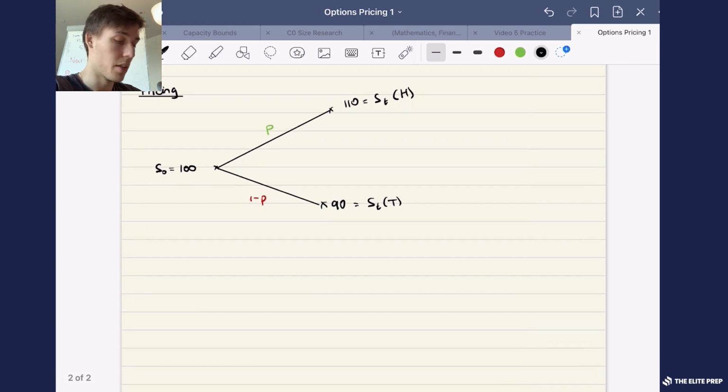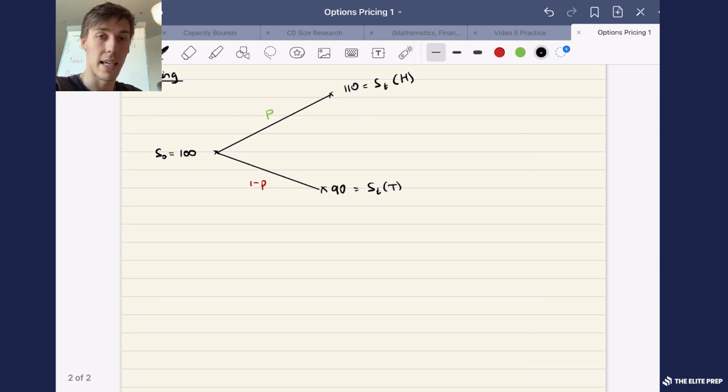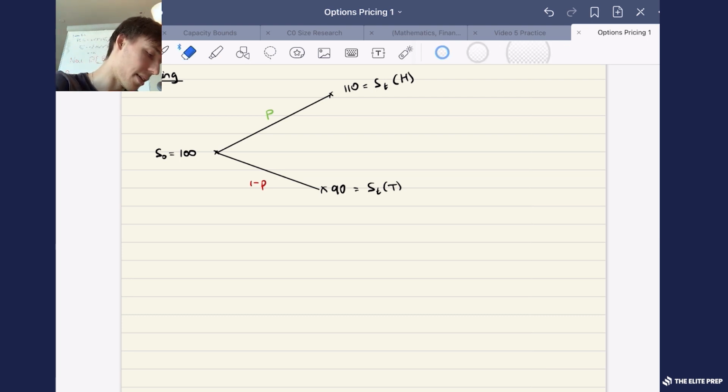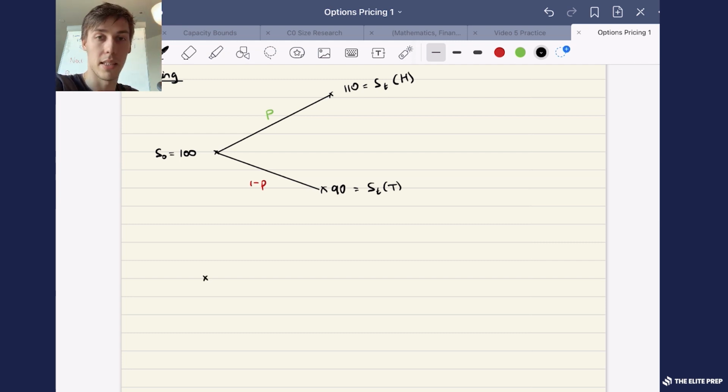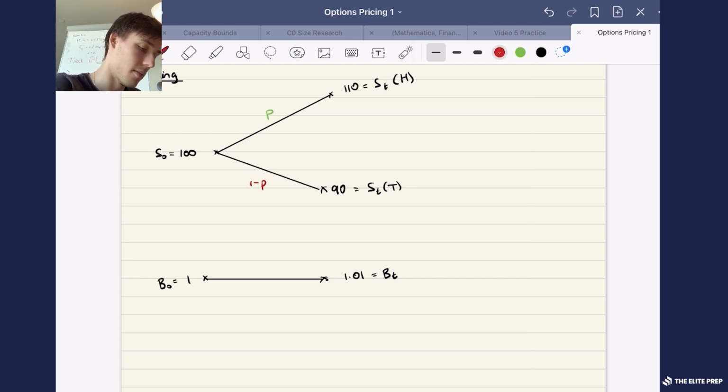Apart from that, we also have a riskless asset, because we can always just keep money in the bank account, and we have an interest rate, let's say, of 1%. So the bank account at time 0 is worth 1, and the bank account at time 1 is equal to 1.01, because the interest rate is 1%.